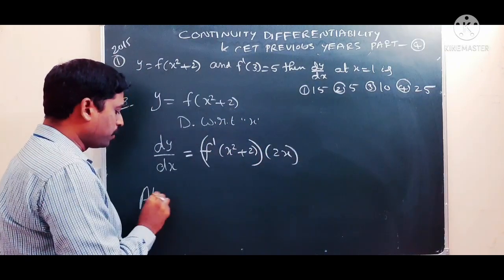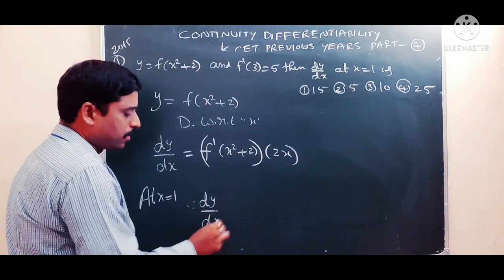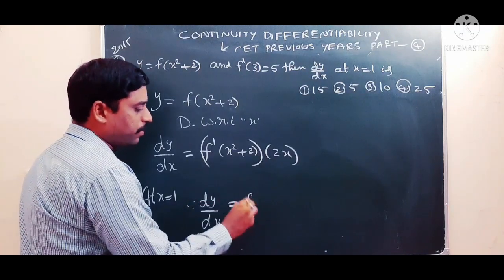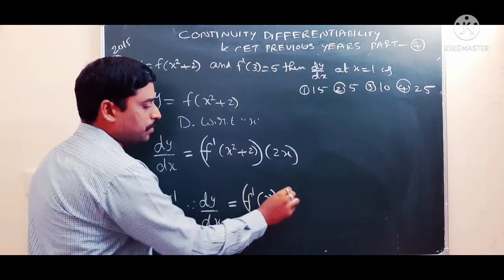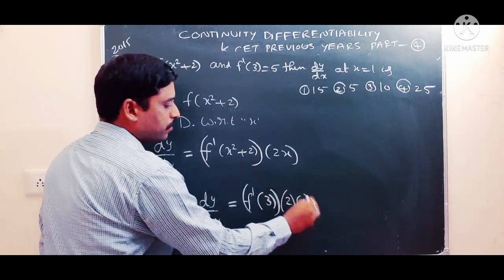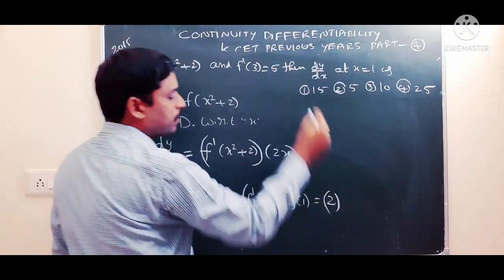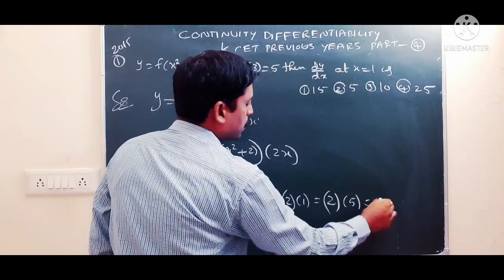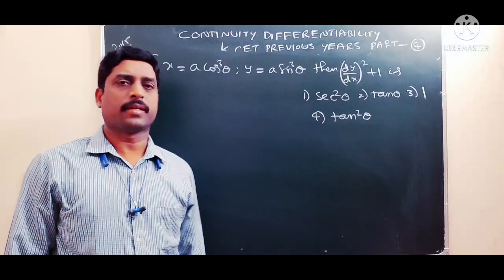So at x is equal to 1, we have to find dy by dx. So this will be f dash of 1 square plus 2, this is 3, into 2 into x value 1. So 2 times f dash 3 value, from the statement this value is 5 given. Answer is 10. So option 3 is correct. Let us go to the next problem.